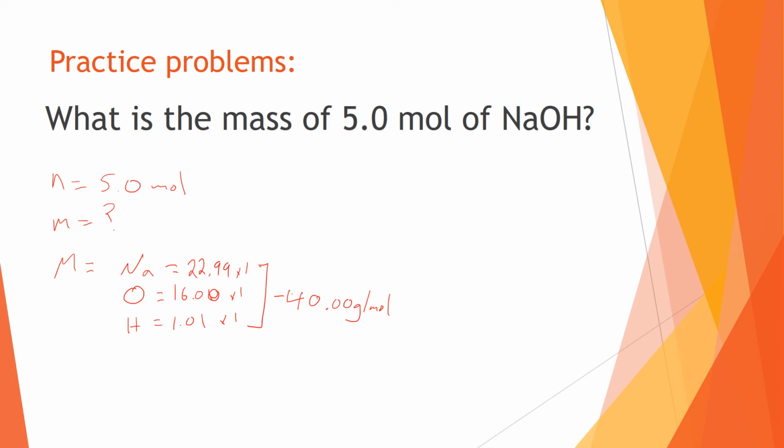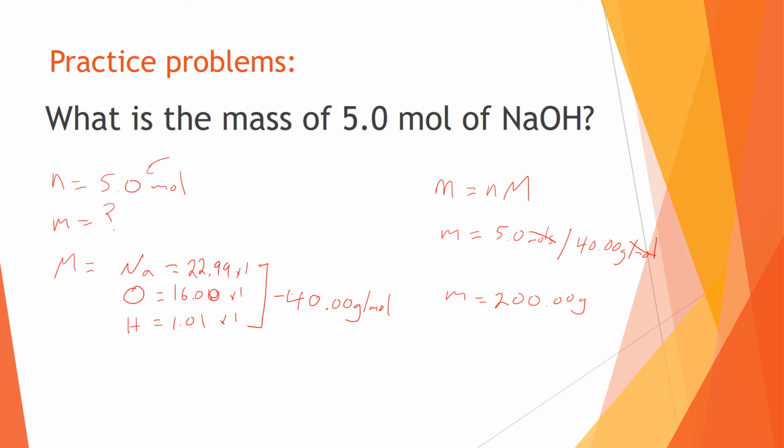Next thing I have to do is figure out my equation. Okay, my equation is mass is equal to number of moles times molar mass. Number of moles, 5.0 moles, times molar mass, which is 40.00 grams per mole. Moles cancel off. Okay, and I'm left with a mass of 200.00 grams.